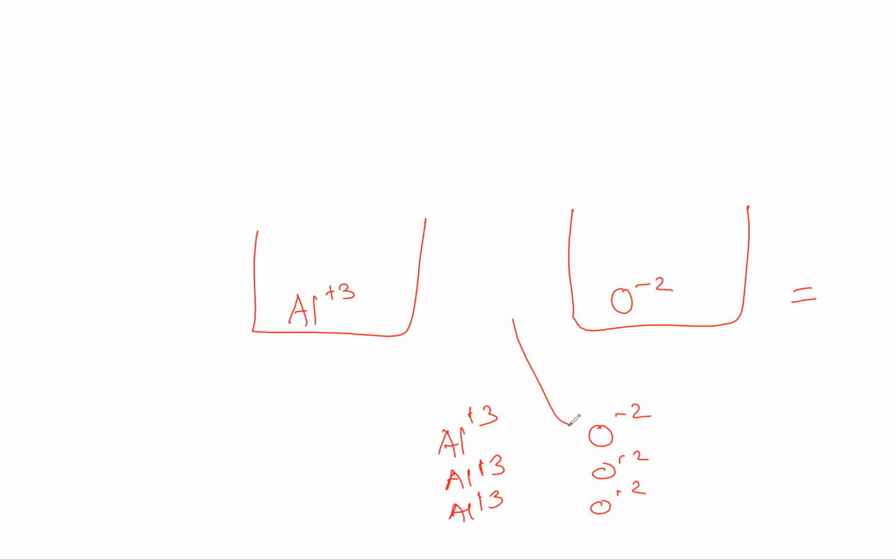Keep adding more of this into the respective bucket until the total charge in this bucket is equal to the total charge in the other bucket. Do you understand? Yes. So right now the total charge is not same. This is plus 3, this is minus 2, right? It is not same. Which number is lower? So of course this number is lower.